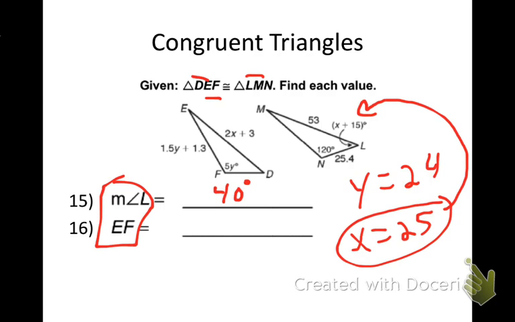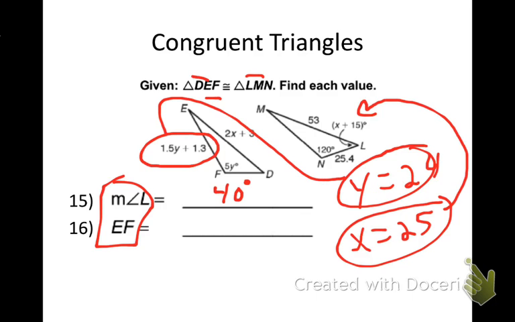And then the last one here, I want to find EF. So in order to find EF here, I need to use y. So I need to take what y equals 24. So I'm going to take this y equals 24, plug it all the way in over here for y, and then add 1.3, giving me 37.3 units.